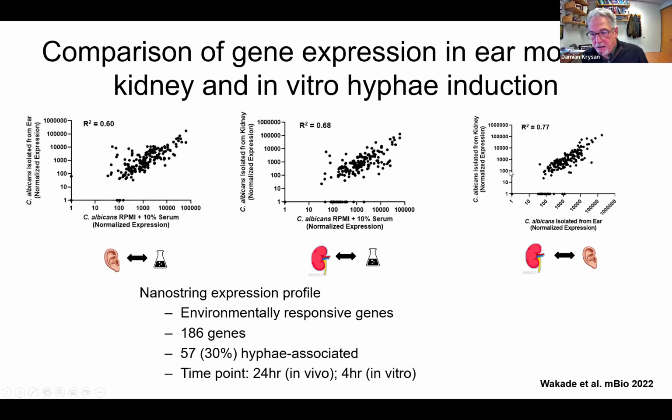But if you look at some particular genes, you see things that are expressed at, say, 1,000 normalized counts in the kidney, but they're more like 100,000 in the ear. So, like many things, there are similarities and differences between these two niches.